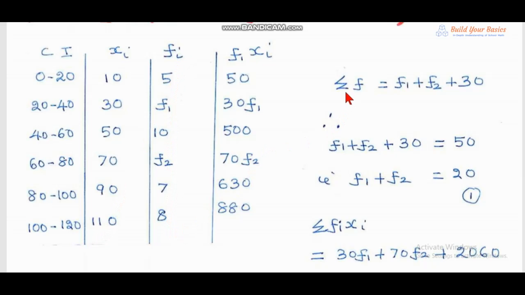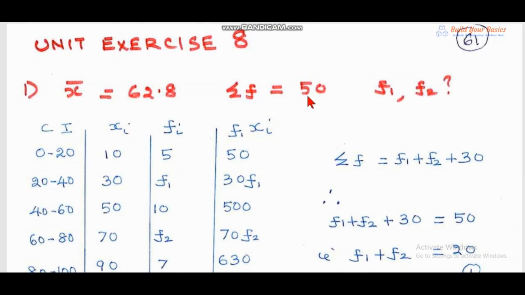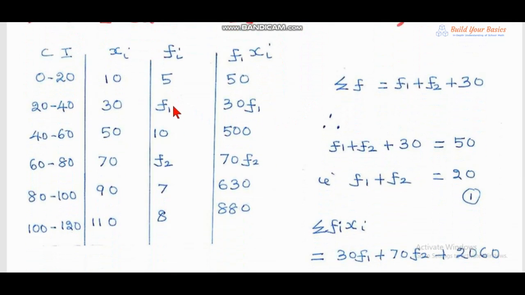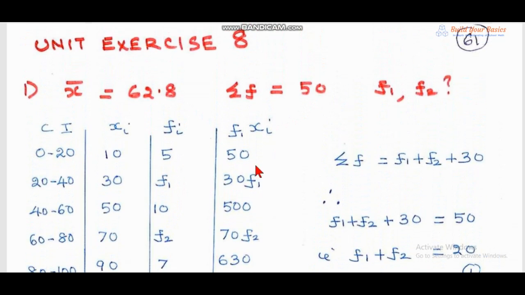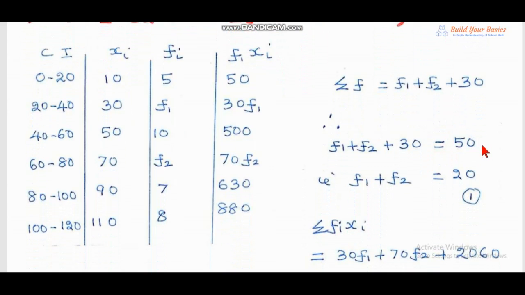It is given total frequencies is 50. That is 5 plus f1 plus 10 plus f2 plus 7 plus 8 is equal to 50. That is total frequencies, sigma fi, is equal to f1 plus f2 plus 30, which is equal to 50 given. That is f1 plus f2 equal to 20. Equation number 1. We need one more equation to find the unknowns f1 and f2.